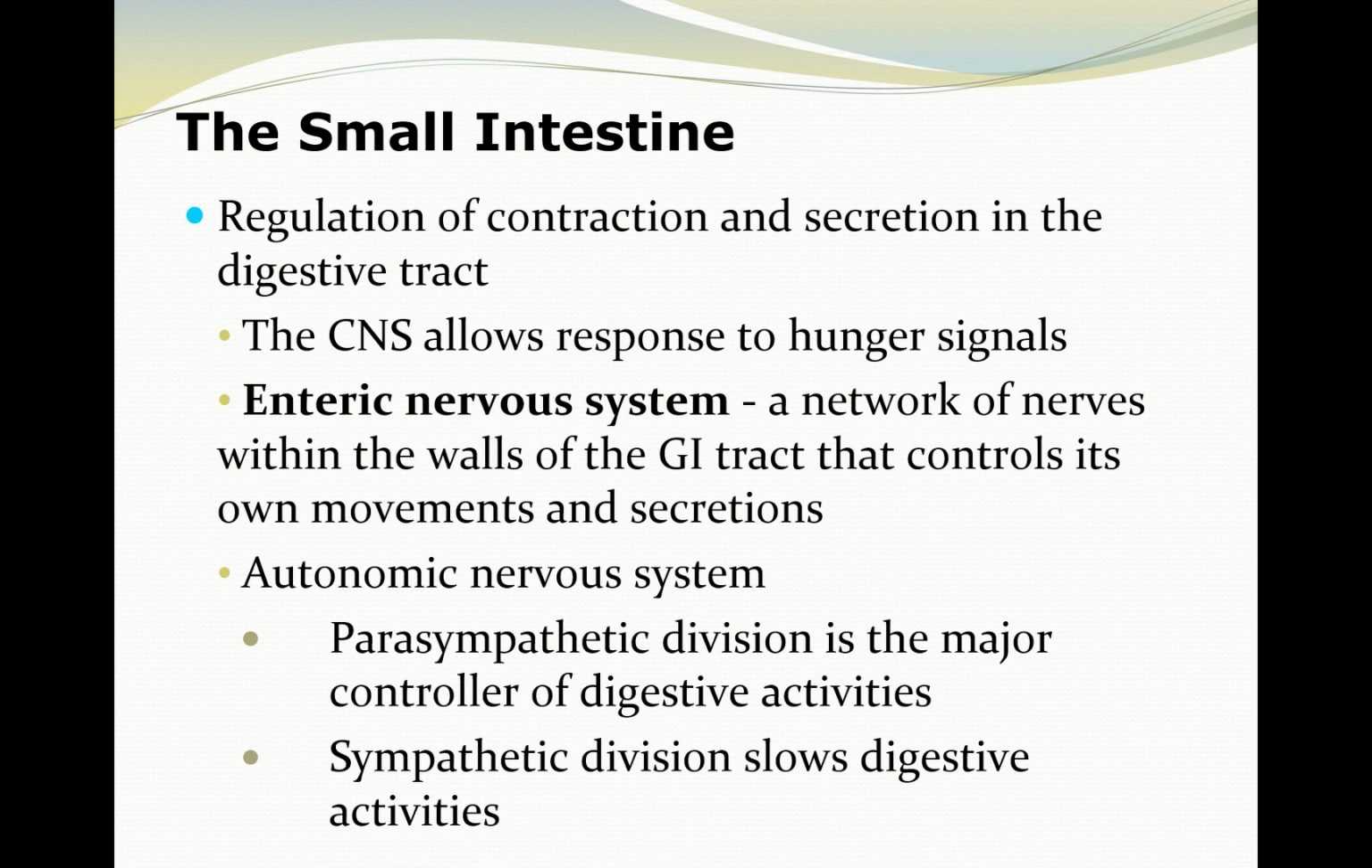The autonomic nervous system contains the parasympathetic division and the sympathetic division. If you recall, the parasympathetic division is the major controller of digestive activities. It speeds them up, and then the sympathetic division will slow them down.